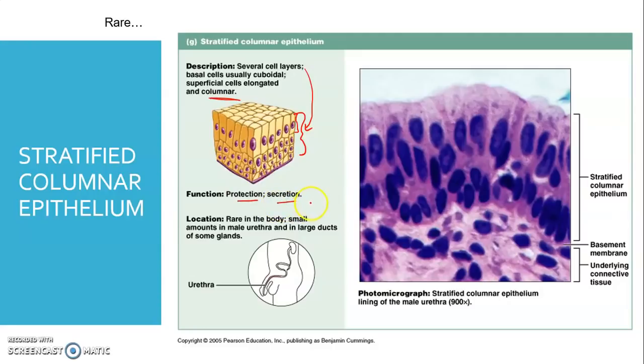The location where it can be found is the male urethra, and also the large ducts of some glands. Look here at the microscopic image. From the size and shape of the nucleus, we can see the nucleus is quite elongated, so that's why this is what we call a stratified columnar epithelium.